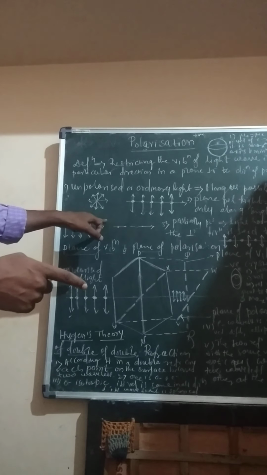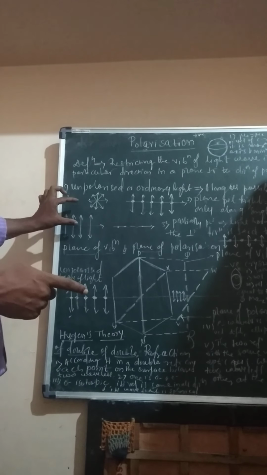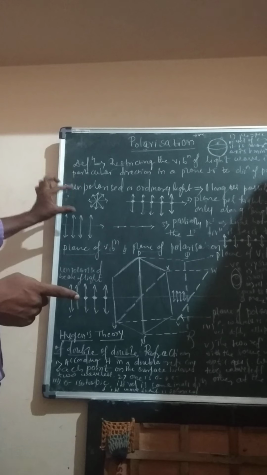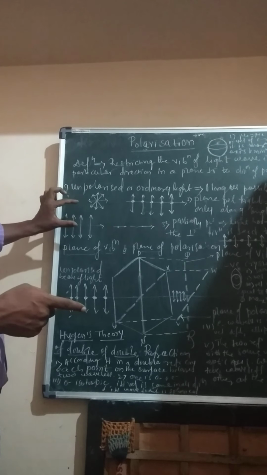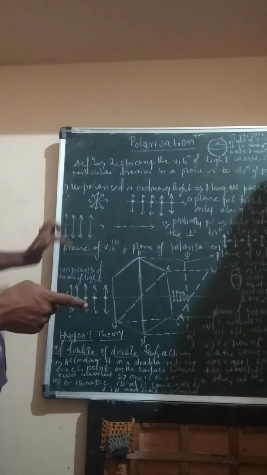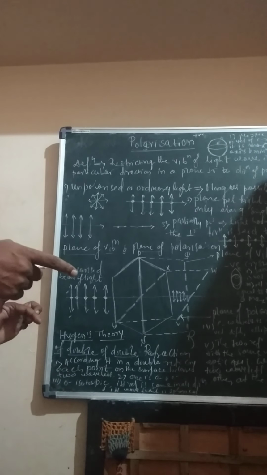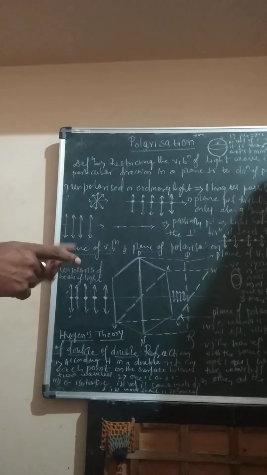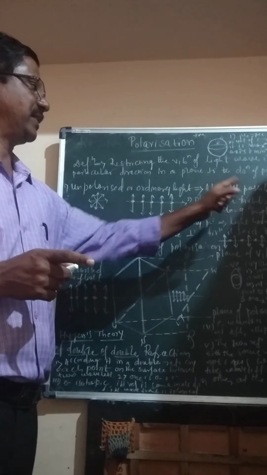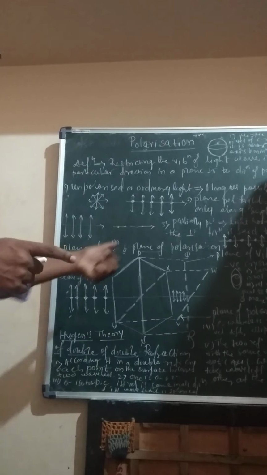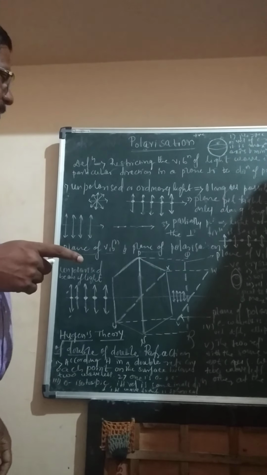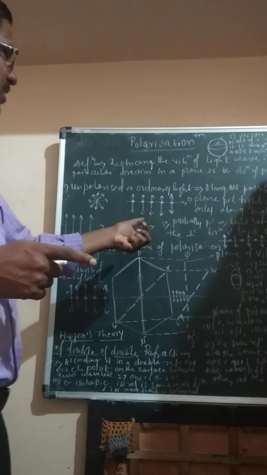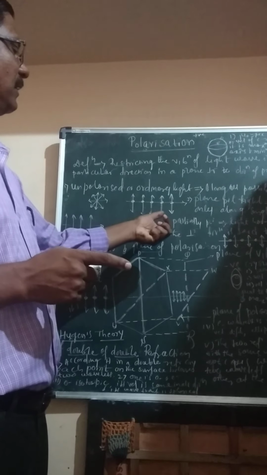Here the vibration of the light waves takes place along only a single straight line in a given plane perpendicular to the direction of propagation of the light waves, which is called plane polarized light. Okay.